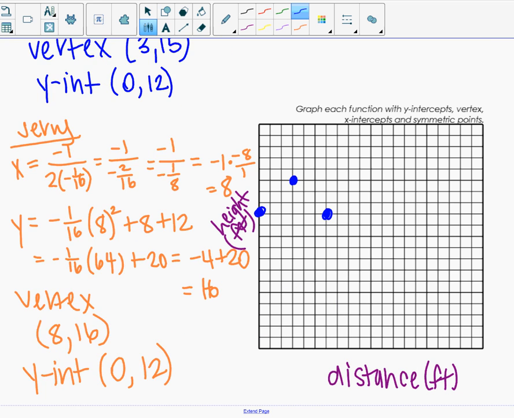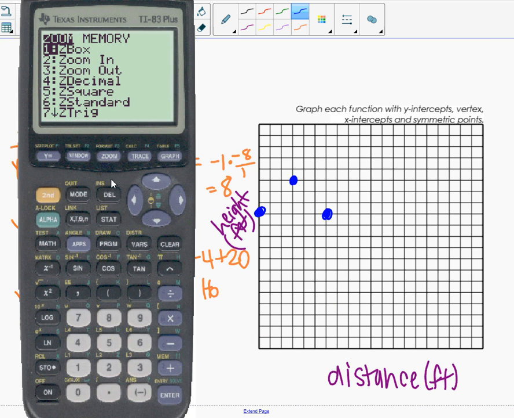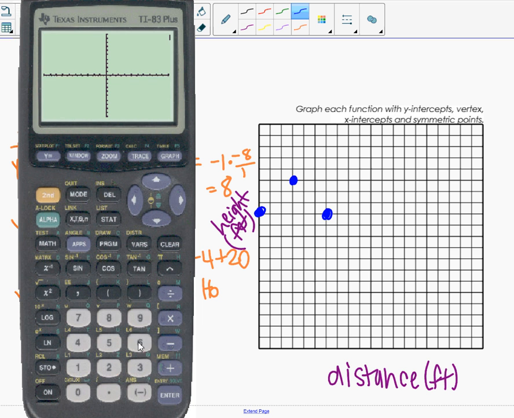If you hit zoom and 6, which is zoom standard. Okay, you guys, if you're doing this with me, which you should be, and this is too fast, obviously pause the video, make sure you do the steps I say. So I just hit zoom standard. Well, this isn't really giving me a good representation of the graph.